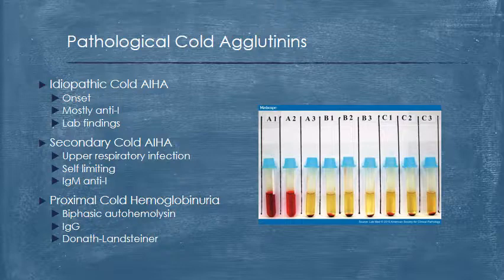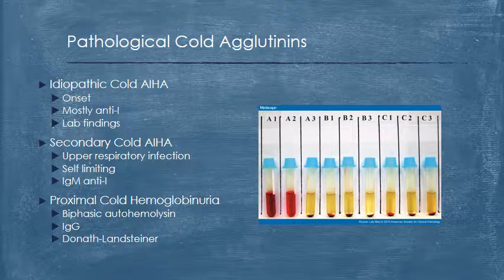So you don't currently have an infection, but as the infection wanes and the immune response drops, you'll end up reducing your symptoms. Then what you're talking about in the case of secondary cold autoimmune hemolytic anemia is molecular mimicry. So there are antigens on the mycoplasma that resemble I, and so you end up with an IgM that has an anti-I specificity.